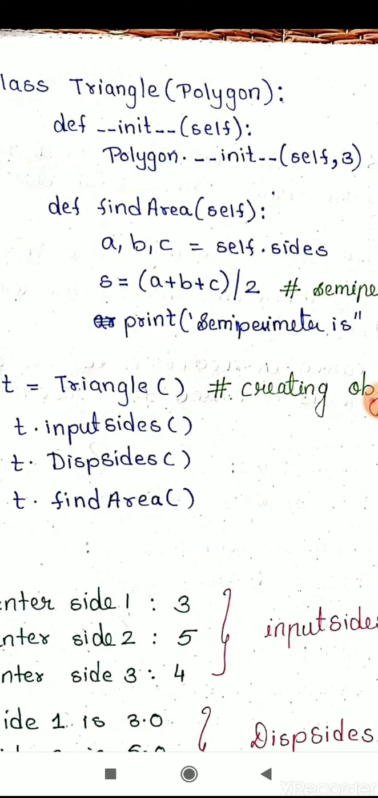If it has 4 sides, we'll call it a square, you can say. So it depends on the length of the sides. Now we have created a triangle class. We know that a triangle has 3 sides, so by default in the init method of the parent class we will pass the parameter 3 for the triangle.